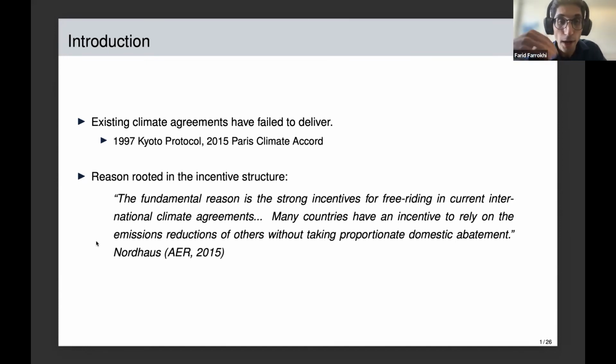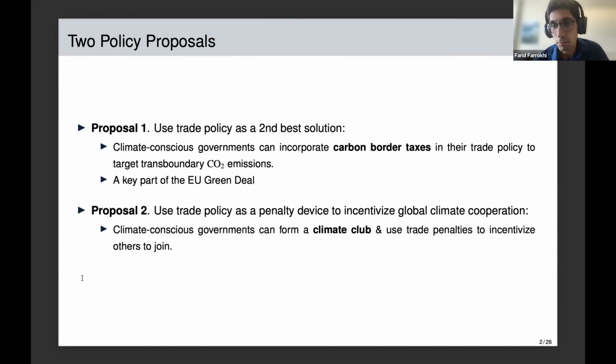Anyhow, there's this free riding issue that makes global agreements on climate not deliver a meaningful reduction in CO2 emissions, and several policy proposals have emerged to address the free riding issue. Typically they try to combine carbon pricing with trade policy. And among those, two have gained particular traction. So let me pause here and explain these two policy proposals and put them in some proper context, the way that we want to understand them and study them in this paper.